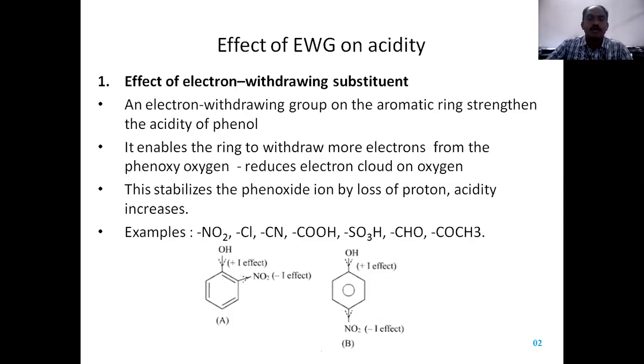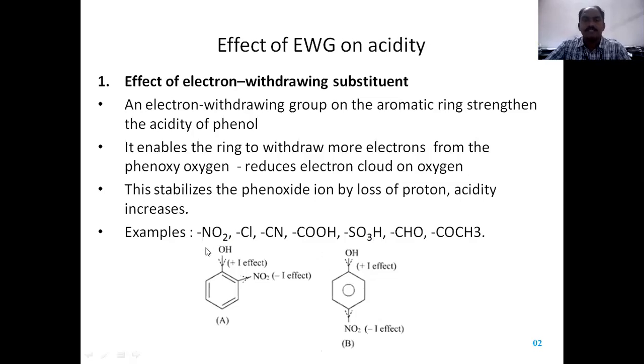So electron withdrawing groups such as NO2, the nitro group, chlorine, any halogens, nitrile groups, carboxylic acid group COOH, sulfonic acid group, any aldehyde groups, or ethers or esters, these are all acting as electron withdrawing groups. We have studied the withdrawing group already. What is that withdrawing group? Any atom which is directly attached to the aromatic nucleus bearing a positive charge can act as an electron withdrawing group.